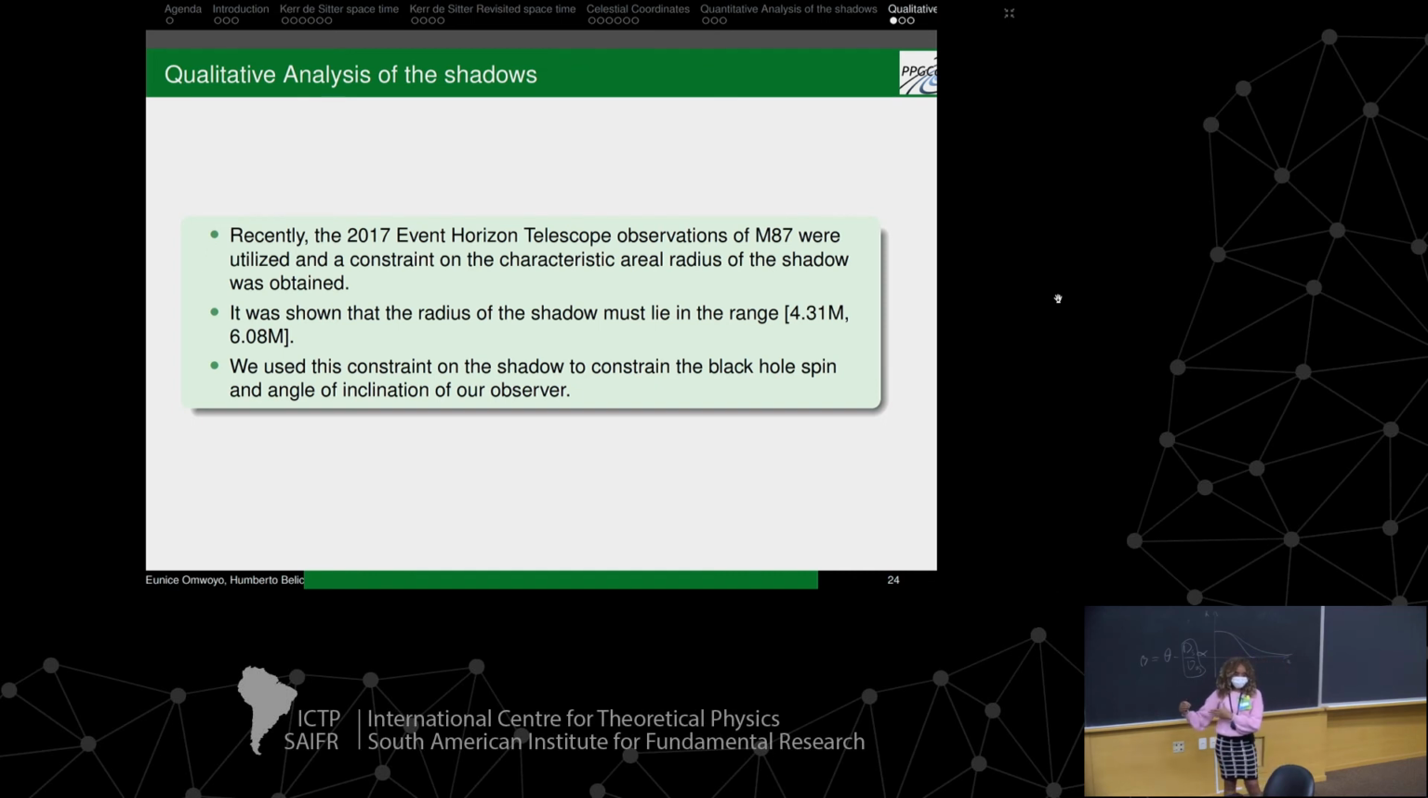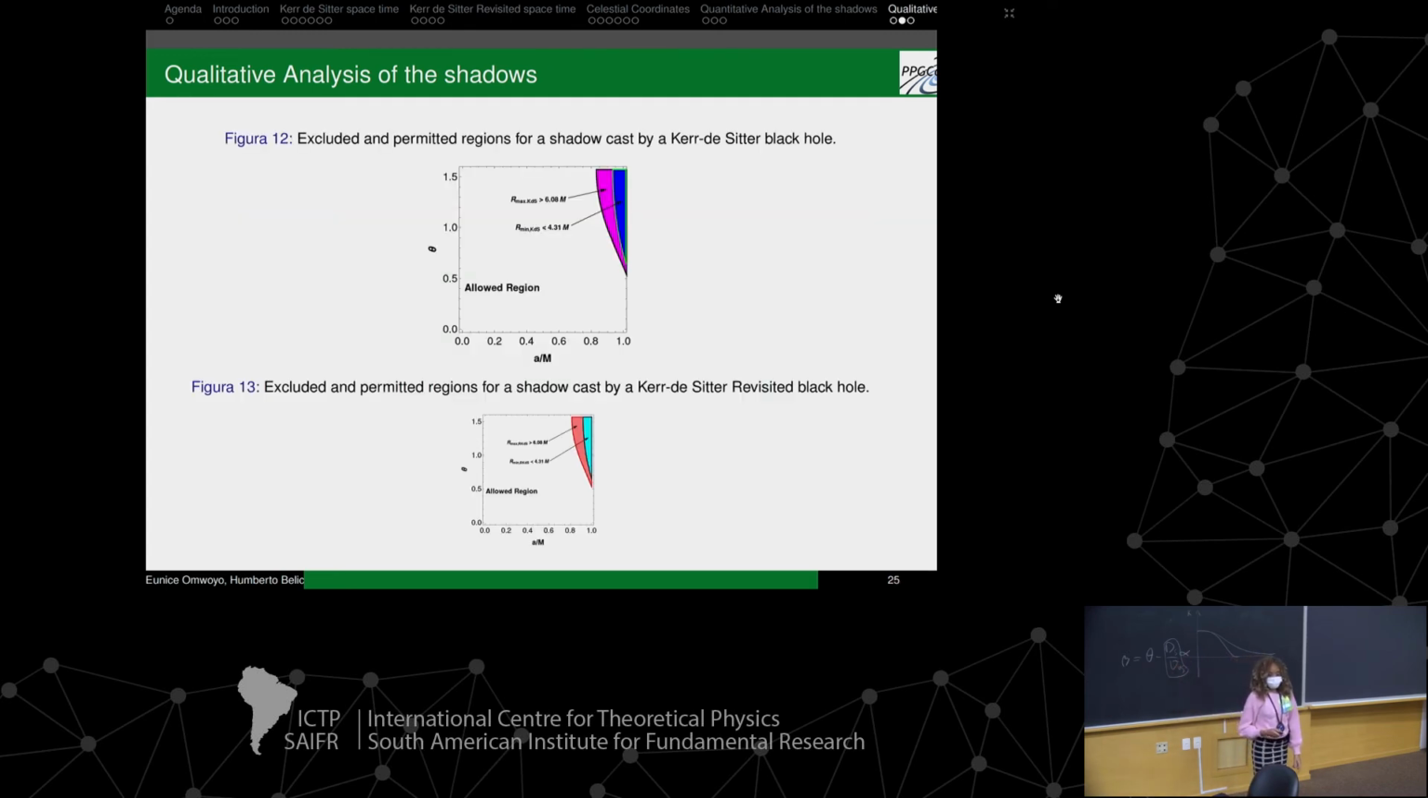They released results on the constraint of the characteristic radius of the shadows. According to their results, the radius of the shadow shouldn't be less than 4.31, and it shouldn't be greater than 6.08. So we used these results to constrain the angle of inclination and the spin of the black hole. The angle of inclination is for the observer.